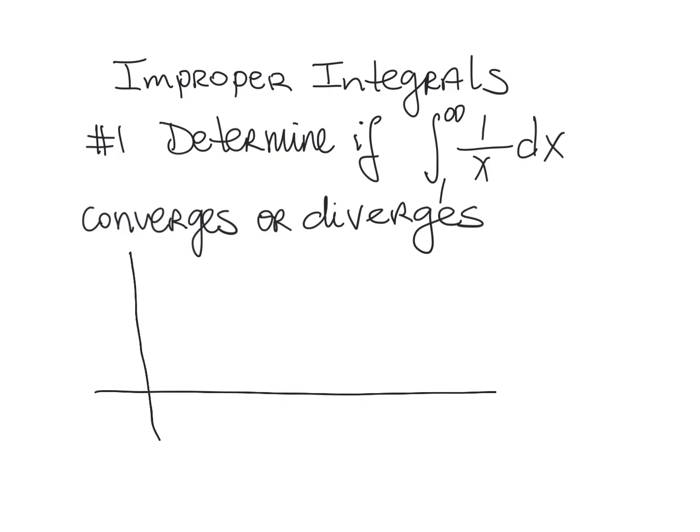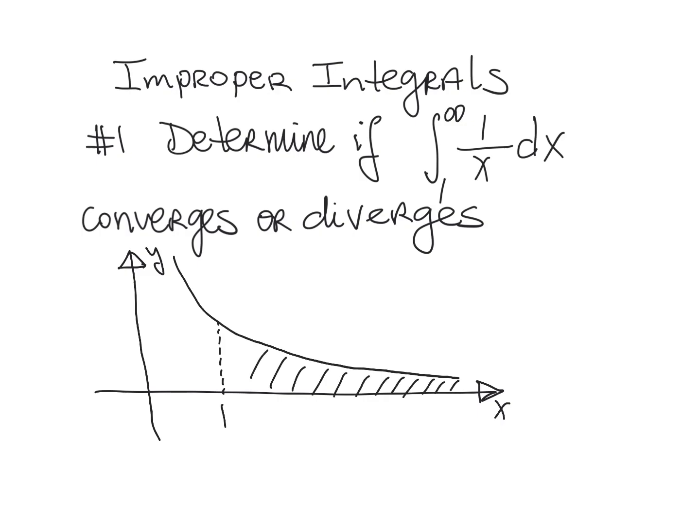So let's draw a picture. It's easy to graph 1 over x. So here's the graph in the first quadrant. Since we're integrating from 1 to infinity, there's 1. And this integral represents this area below the graph of f of x equals 1 over x, above the x-axis, from 1 all the way to the right. If the integral converges, the area is finite. If the integral diverges, the area is infinite.